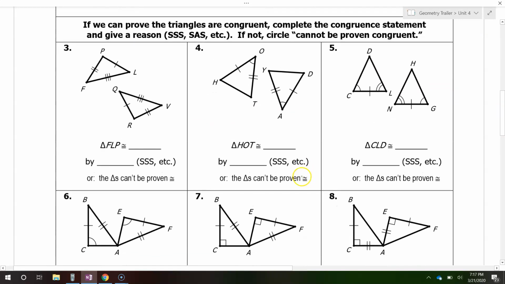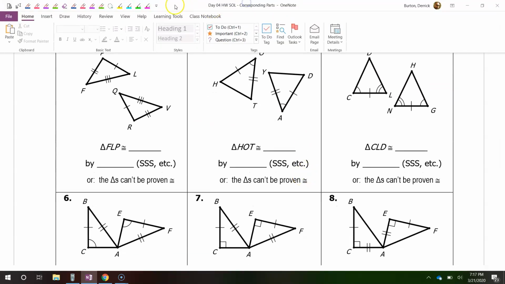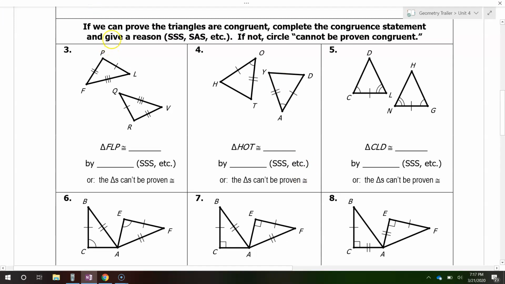Let's talk about problem number 3. If we can prove the triangles are congruent, complete the congruent statement and give a reason, like side, side, side, side angle, side, etc. If not, circle cannot be proven congruent.